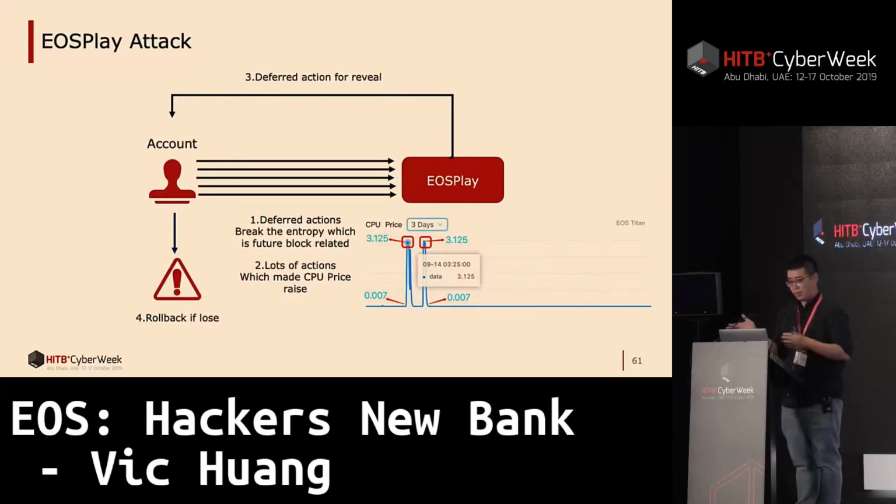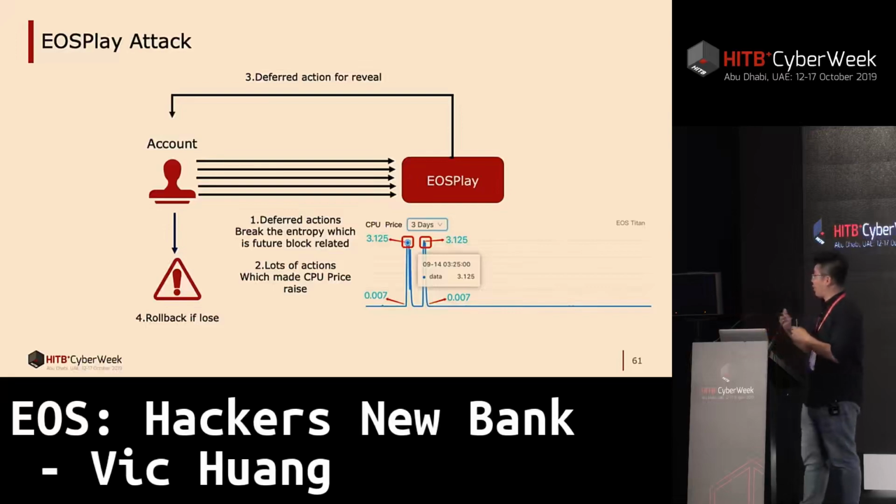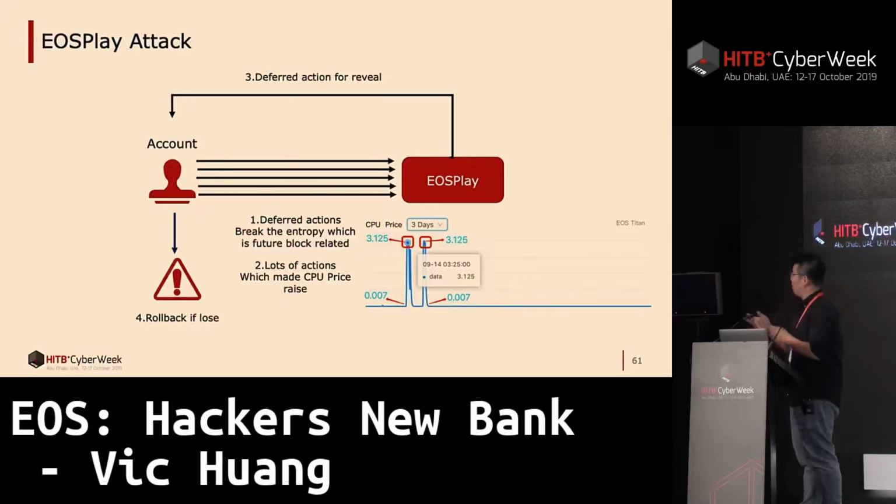And here is an attack that just happened in September. They used the REX. The REX is a kind of resource exchange, meant to prevent transaction congestion. They bought a lot of cheap CPU and NET, and sent a lot of different transactions to the vulnerable contract. So the contract's rival actions will be predictable in some block in the future.